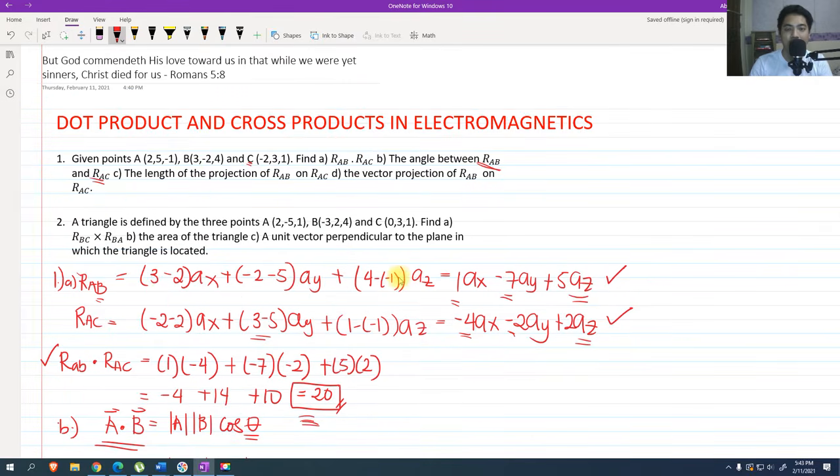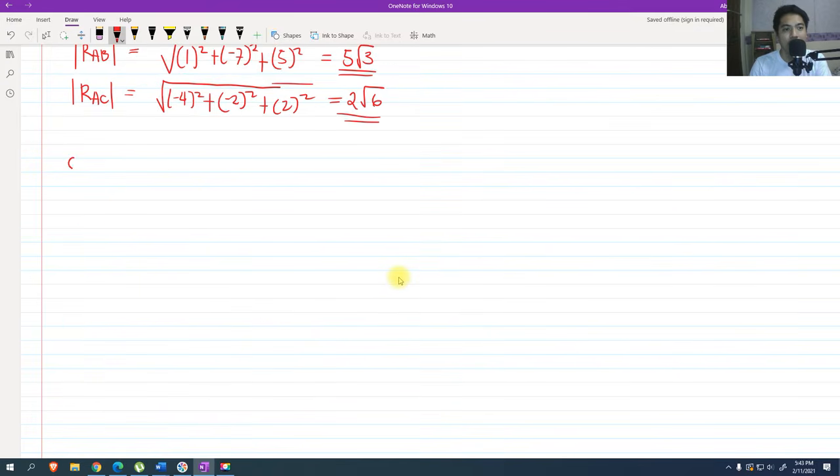So we can get it using the dot product. Letter C asks for the length of the projection of RAB on RAC. In other words, letter C is asking us for the scalar projection of RAB to RAC. The scalar projection is the length of the projection. When we say length, that is a specific number. The result should be a scalar quantity because it is a length.